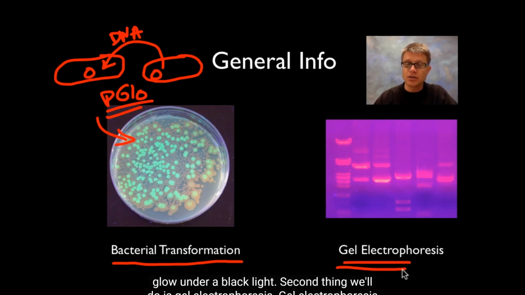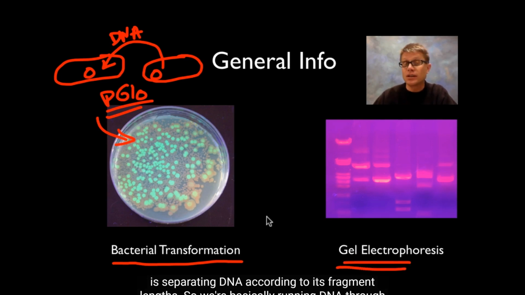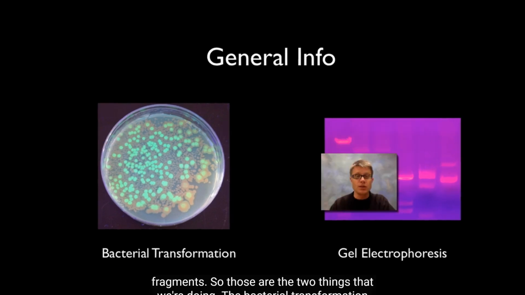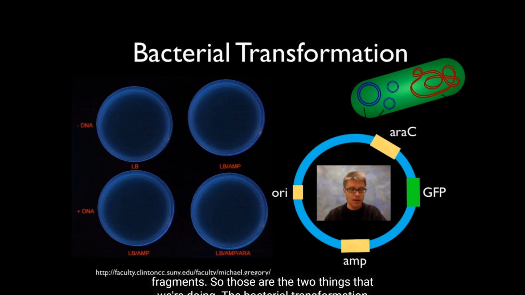Second thing we'll do is gel electrophoresis. Gel electrophoresis is separating DNA according to its fragment length. So we're basically running DNA through a gel. It's almost like Jello, and then we're separating according to the length of those fragments. So those are the two things that we're doing.